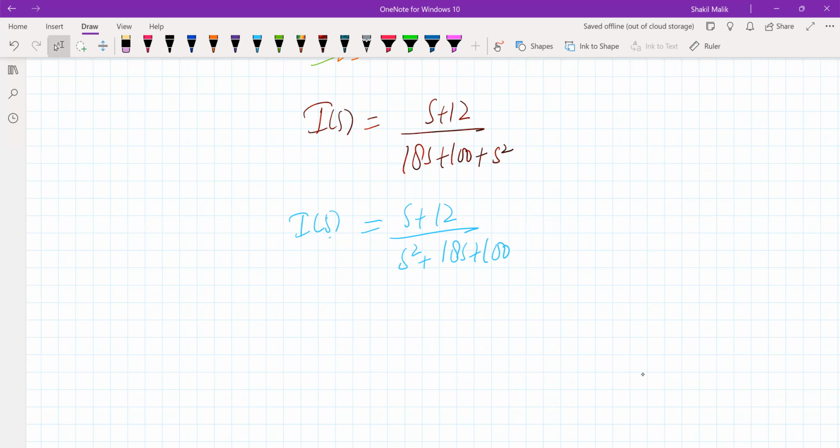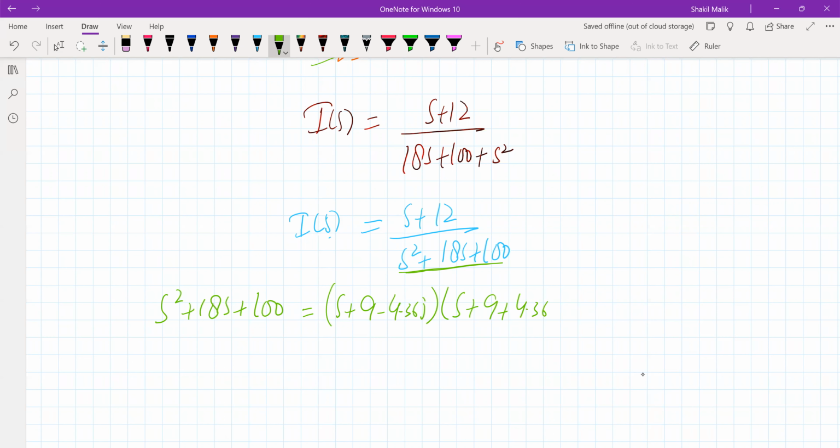Now to find the partial fraction expansion, we have to find the roots of this denominator. We have already done this in the previous session, so we know S squared plus 18S plus 100 can be written as S plus 9 minus 4.36j times S plus 9 plus 4.36j. So this equation has complex roots.